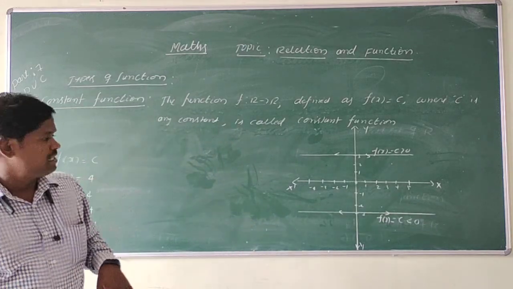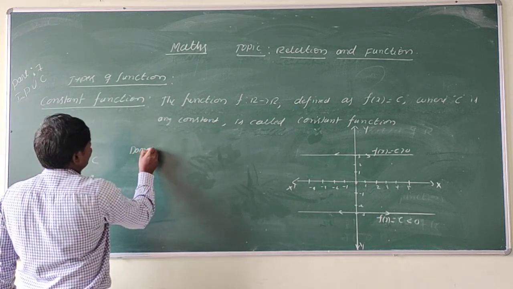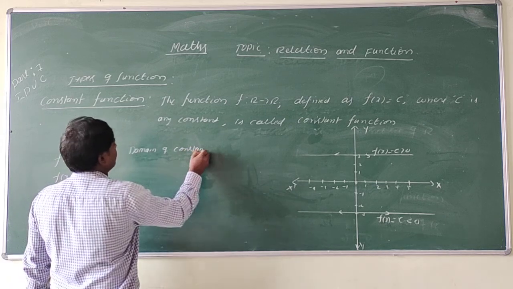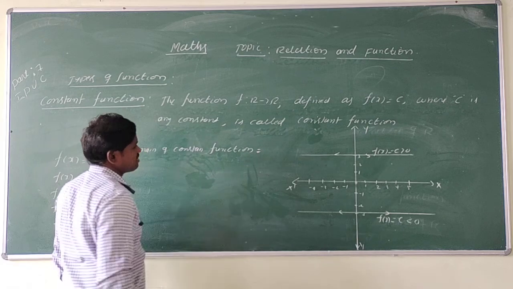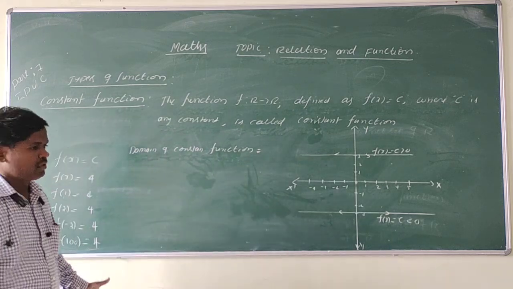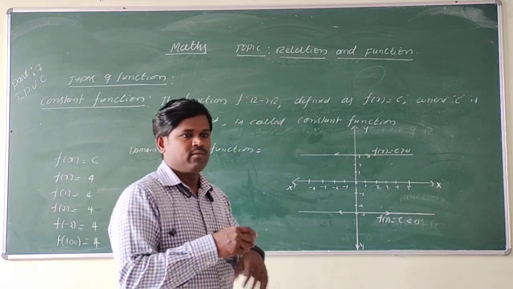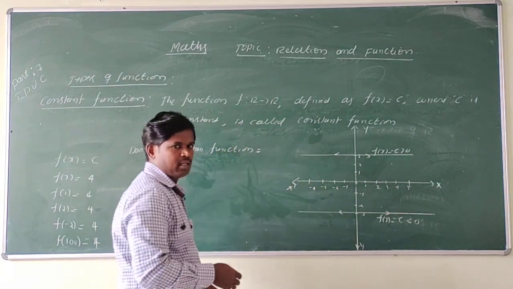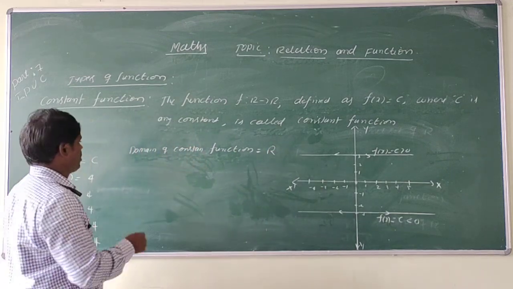So what is its domain? Domain of a constant function. The domain is any real number. Domain is nothing but the set of all possible input values, so we may put any real number. Therefore, the domain of a constant function is the set of all real numbers. So what about the range?